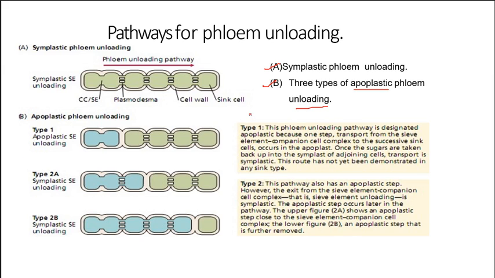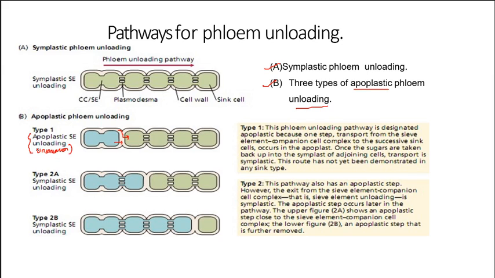Type 1A shows apoplastic unloading. In type 1A, in the initial one step, there is transport from the sieve element companion cell complex to the successive sink. There is one step here which requires the apoplastic pathway. So from here it will move to the apoplast, and from the apoplast it will move to the symplast. When it enters the symplast from the apoplast, they require energy. So this is a very uncommon type in phloem unloading.